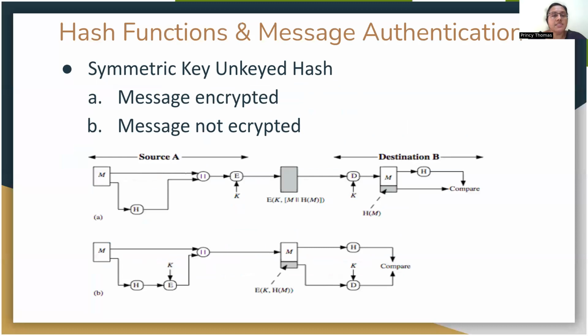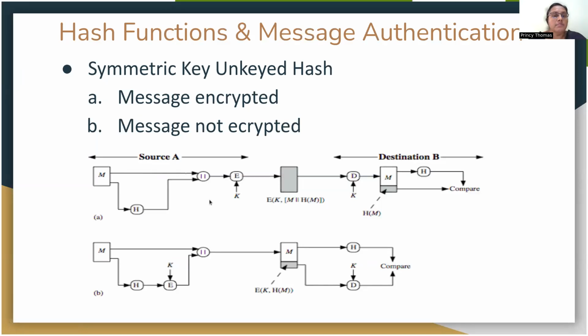Next, hash functions and message authentication. So here we are looking at how a symmetric key, unkeyed hash, that is a normal symmetric key hash function, can be used for message authentication, where A shows where the message is encrypted and B shows where the message is not encrypted. So let's look at A. If there is a message, the hash of the message is calculated, and then the message and the hash are appended.